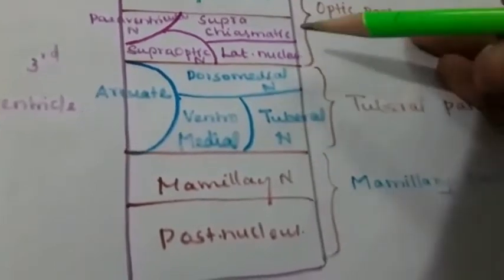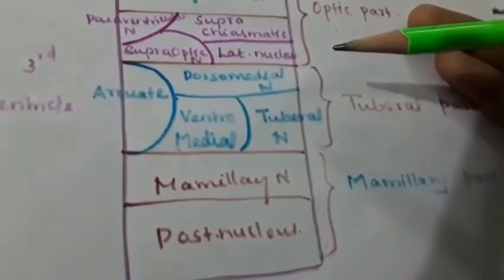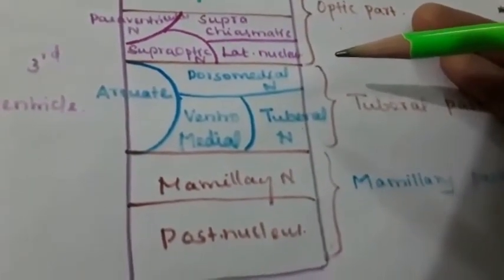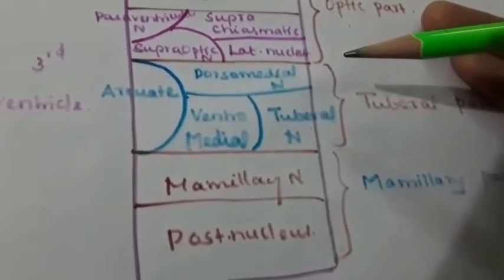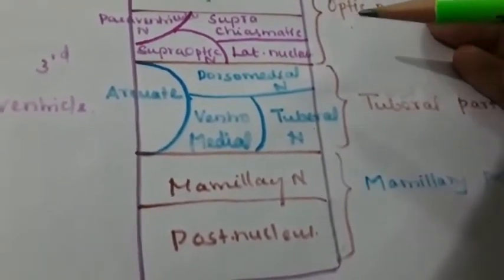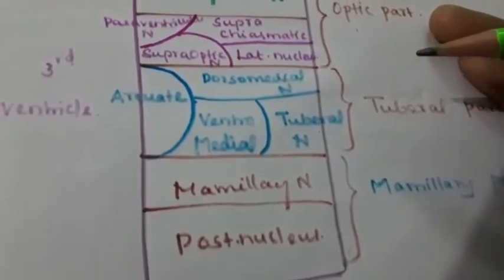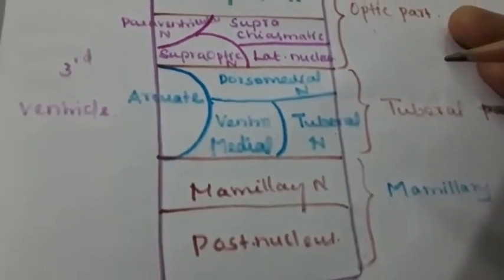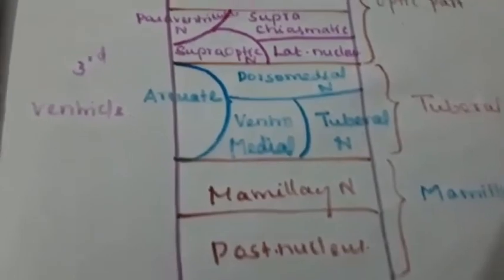The functions of the hypothalamus: there are so many functions. The main functions are that it plays an important role in endocrine control and general autonomic effect, neurosecretion, temperature regulation and regulation of food and water intake.